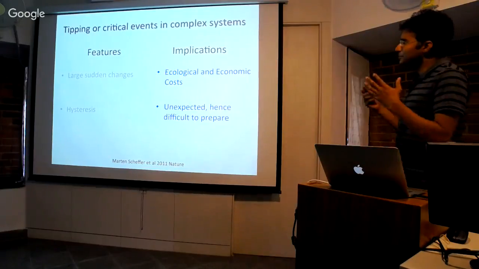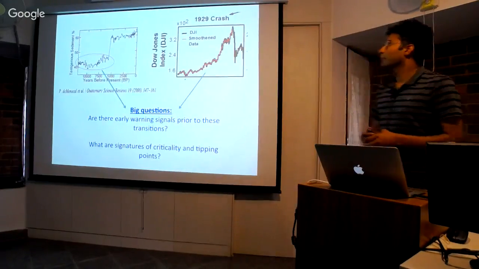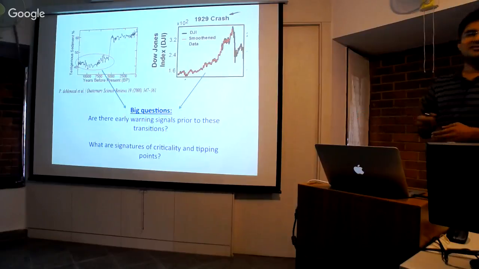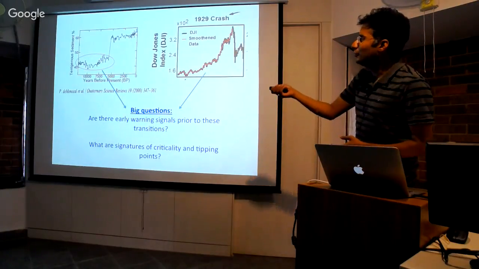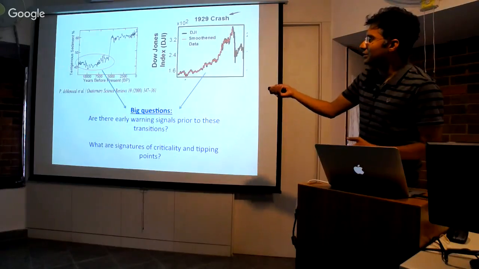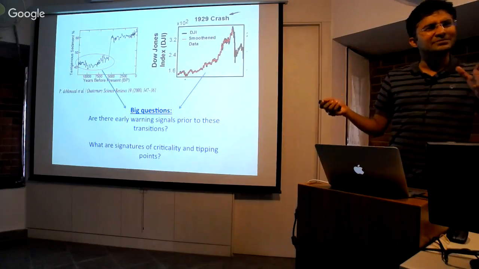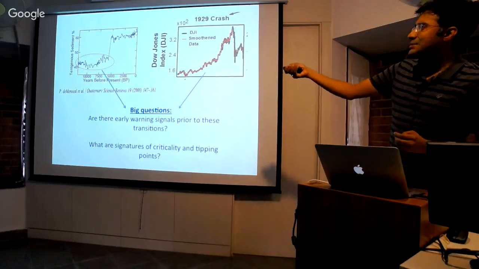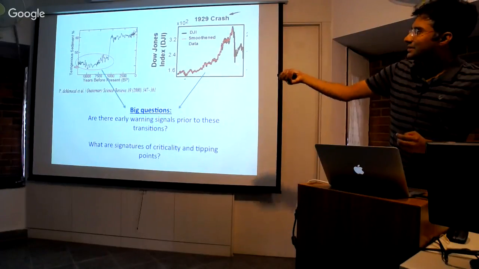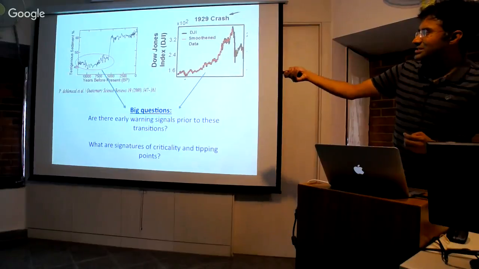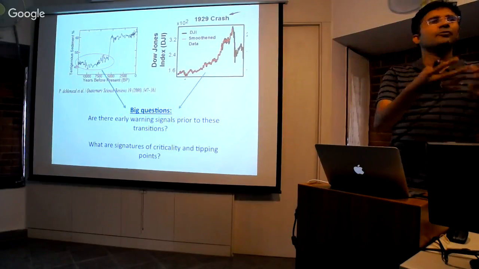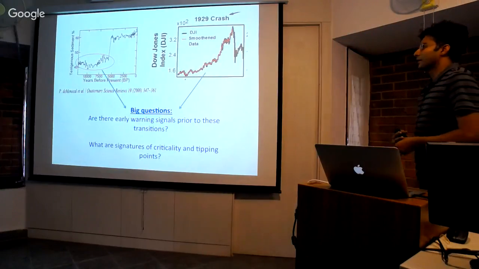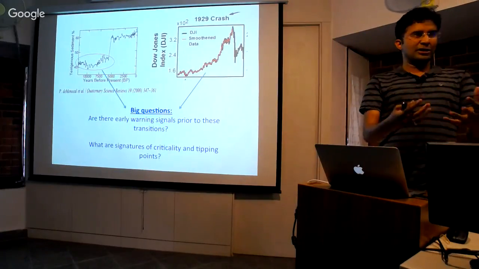So with this broad motivation, one question we have been trying to think about and address is this. If I had only data from this part of the time series, so when I say time series, a state variable changing over time, for example here, some proxy of vegetation changing over time. It could also be lake water quality changing over time. Any relevant state variable for your ecosystem.